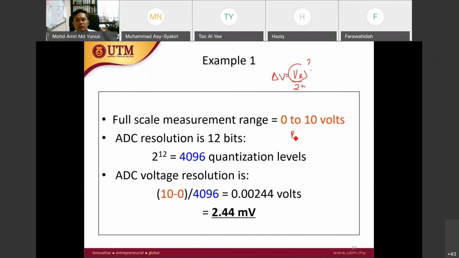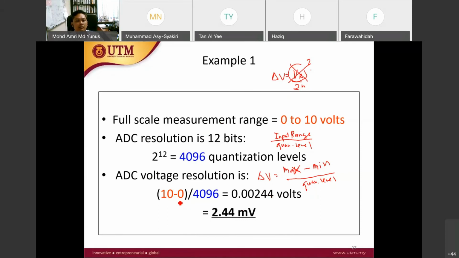The input range divided by the quantization level. In this case, the input range is from 0 to 10 volt. Input range means the maximum value minus the minimum value, divided by the quantization level. So you can get the delta V, or the resolution. In this case, VR is not given, so the input range is 0 to 10 volt.